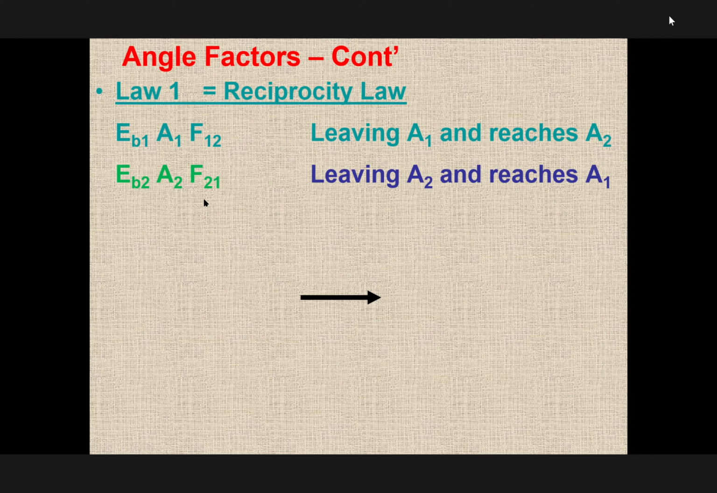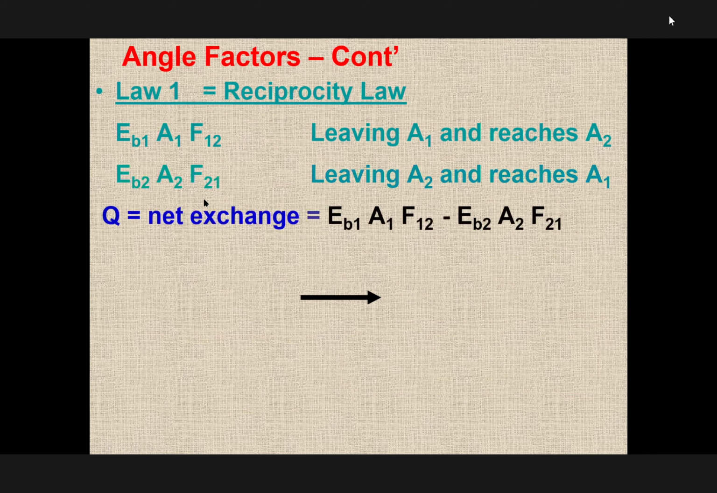Now I can easily calculate the net energy exchange between two surfaces, surface 1 and 2. This amount leaves surface 1, is received by surface 2, and some energy leaves surface 2 and reaches surface 1. Therefore, I can easily calculate the net energy exchange between these two surfaces. If I know the temperature here, I can do that.